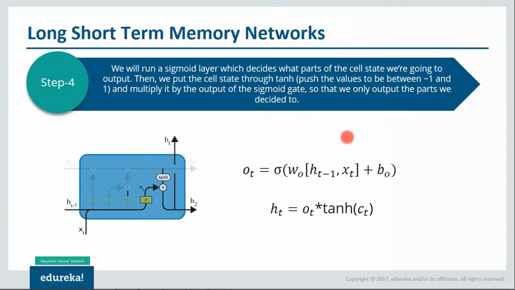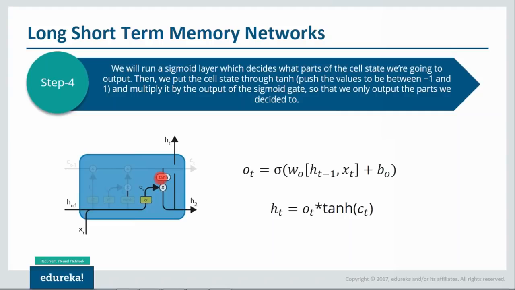Now our last step is to decide what we are going to output, and this output will depend on the cell state, but it will be a filtered version. Finally, we need to decide what we are going to output, and this output will be based on our cell state. First we pass ht-1 and xt through a sigmoid activation function so that we get an output, ot. Alright, and this ot will in turn be multiplied by the cell state after passing it through a tanh squashing function, or an activation function.